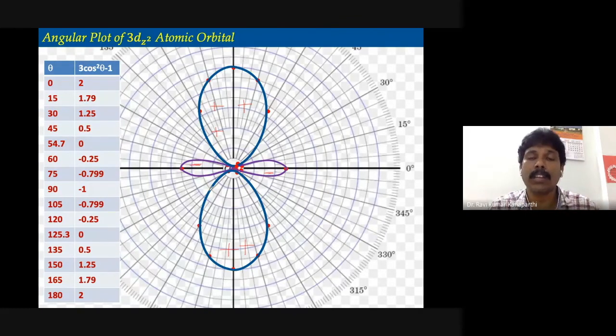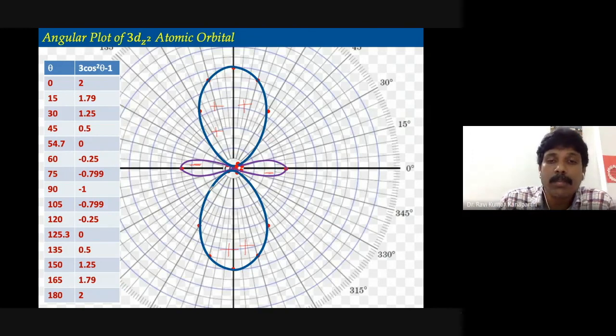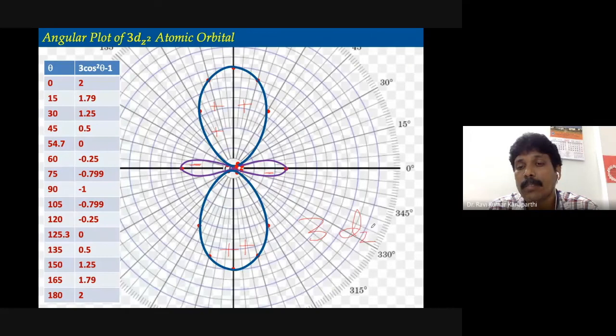Okay, so after drawing, first is marking the points, then join them with a smooth hand. So don't put sharp edges anywhere. Just draw a smooth curve, and then finally you mark the sign. That is very important. The wave function will have a polarity, so the sign of the wave function is very much important, and you have to show it. And finally you mark it. This is nothing but a 3dz square.